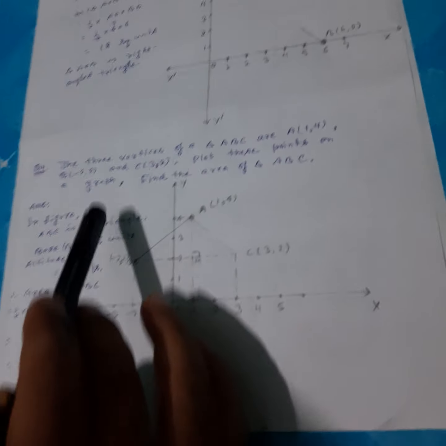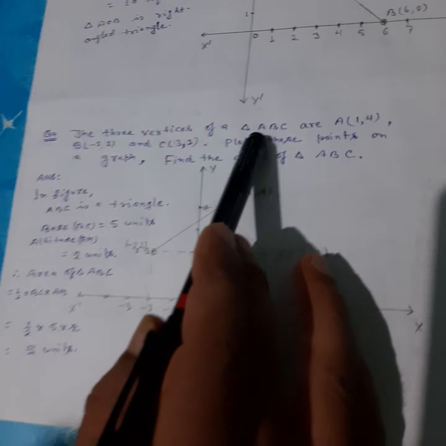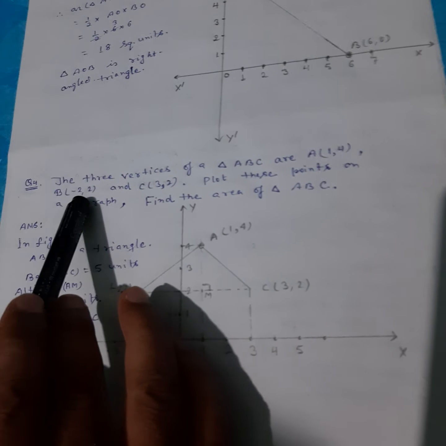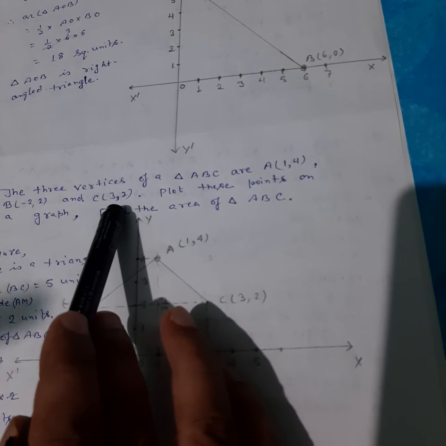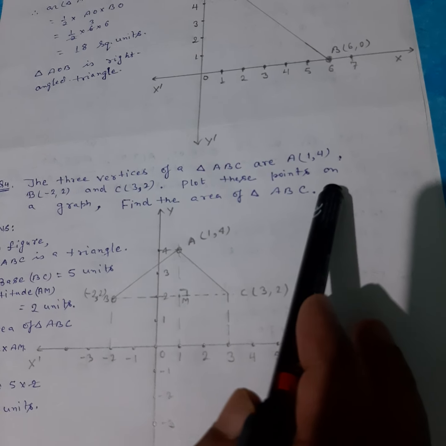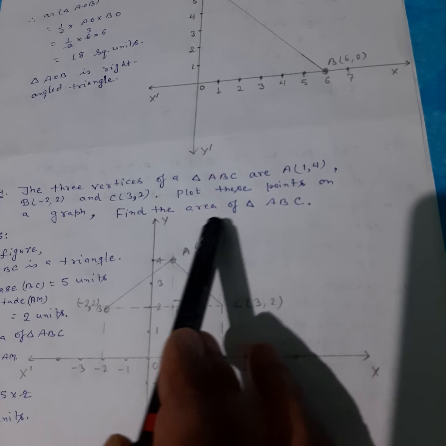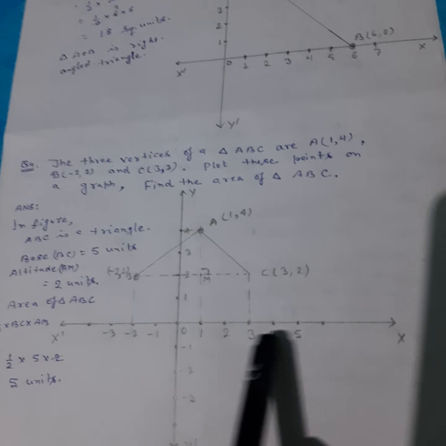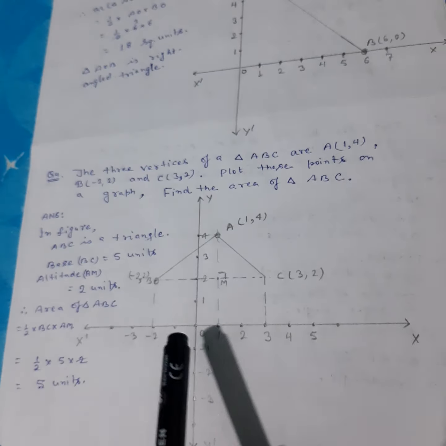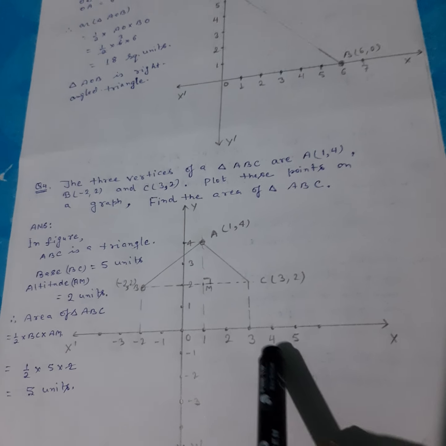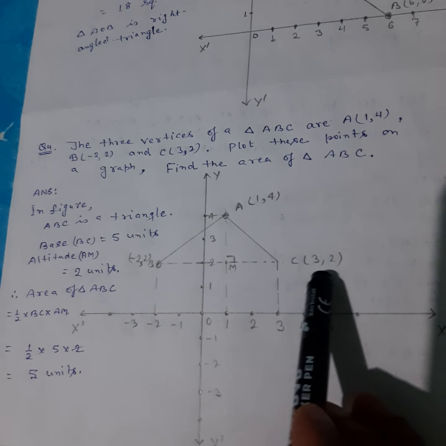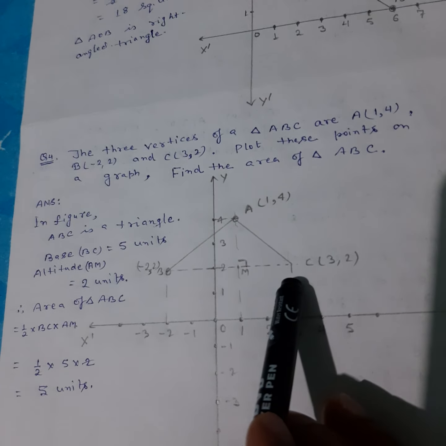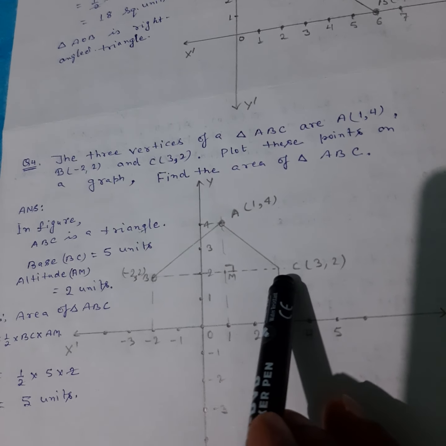Now the next question. The three vertices of triangle ABC are A equals (1,4), B equals (minus 2, 2), C equals (3,2). Plot these points on a graph paper. Find the area of triangle ABC. As in the figure, x dash x, y dash y are two perpendicular lines. Here we represent point C, coordinate (3,2), point B (minus 2, 2) and A (1,4). In the figure, ABC is a triangle.